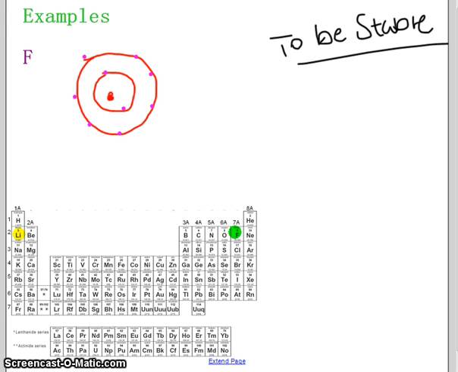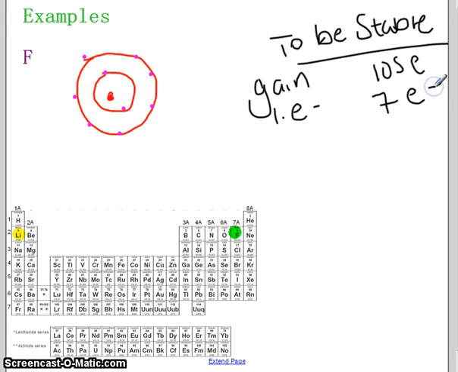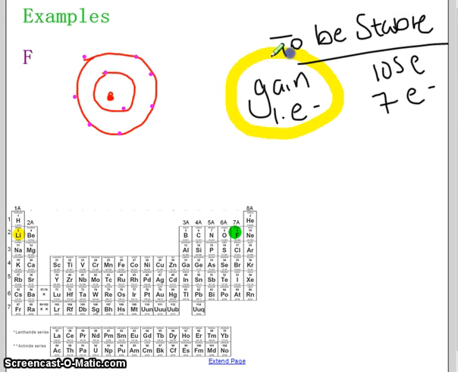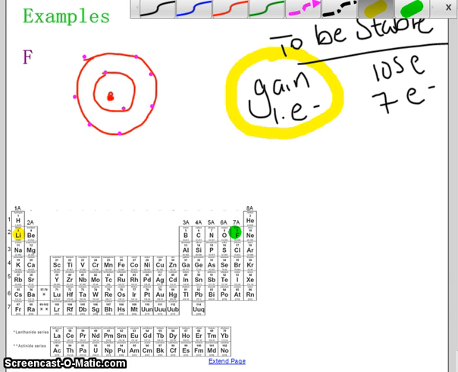So since fluorine has 7 valence electrons, remember it needs to get to 8 to be stable. So all that would need to happen is fluorine would need to gain 1 electron. Because it has 7, it needs to get to 8. It only needs 1 more. The other option, since that first shell is full with 2 electrons, we could lose all 7 of the electrons, and then we would also have a full shell. So again, what you've got to figure out is what's going to be easier: gain 1 or lose 7. Gaining 1 would be way easier.